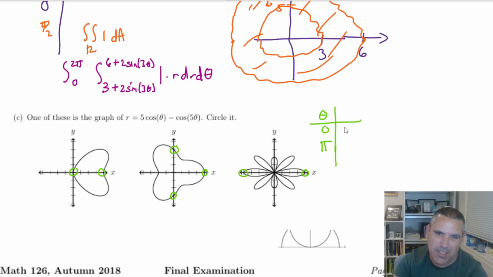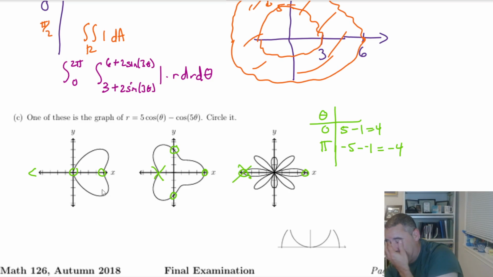So if you plug in 0, you get 5 minus 1, which is 4. Okay, they all seem to hit that. Plug in pi, you get -5 times cosine of 5 theta, so that's going to also be negative, so -1. And that means you get -4. So when you're looking this way, you should get a negative. So it's not this one, and it's not this one. So it's fairly quick to figure out that it can't be those others.